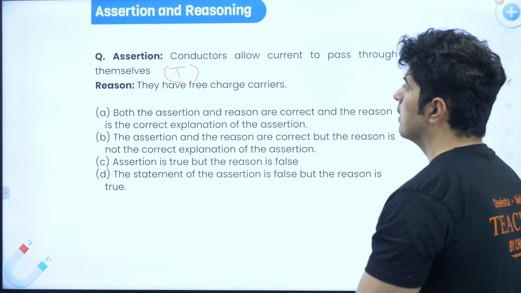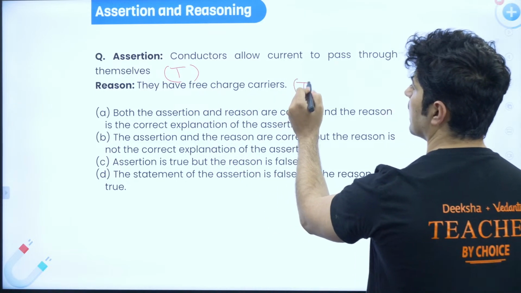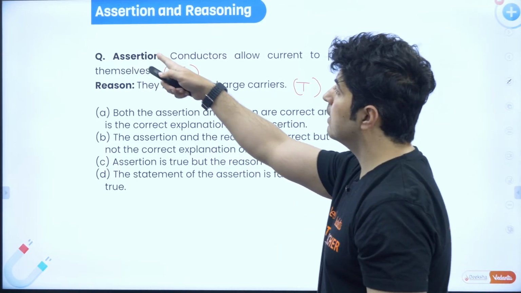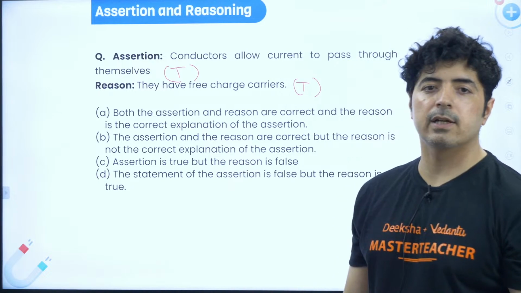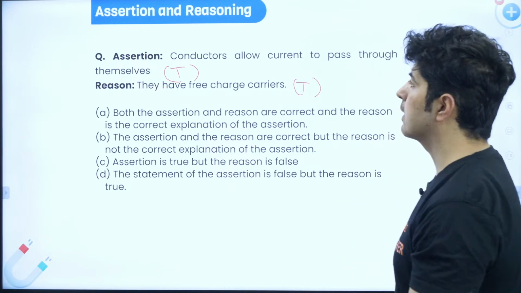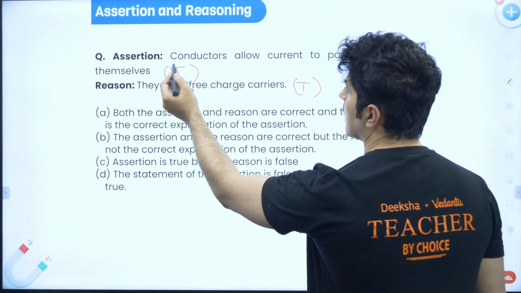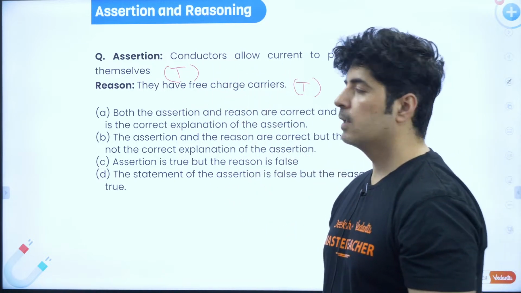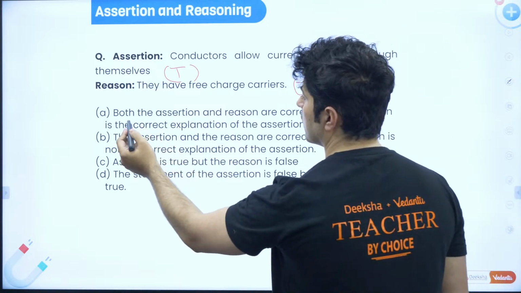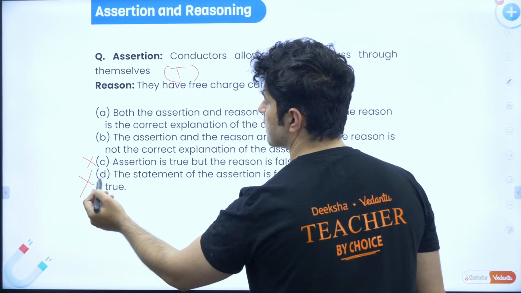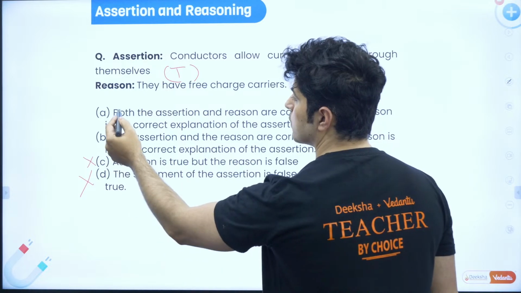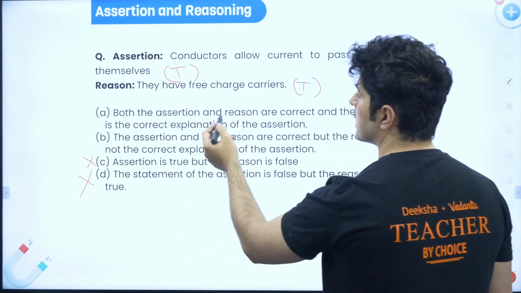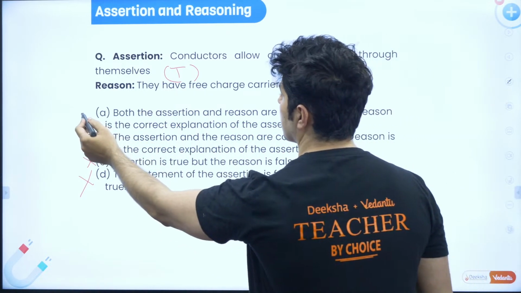Yes, they have free charge. This is also right. But is the reason able to explain the assertion? Absolutely correct, it is able to. You see, the reason: conductors allow the current because they have free charge carriers. So these two can't be answers because both of them are true. So the answer is: both the assertion and reason are correct, and the reason is the correct explanation of the assertion.